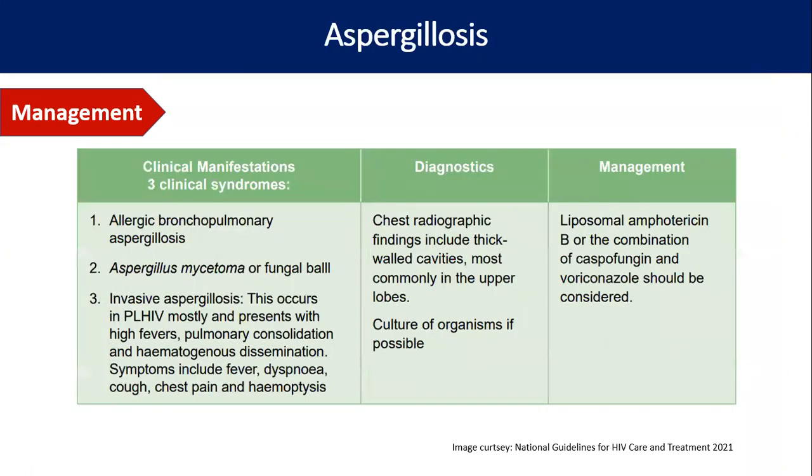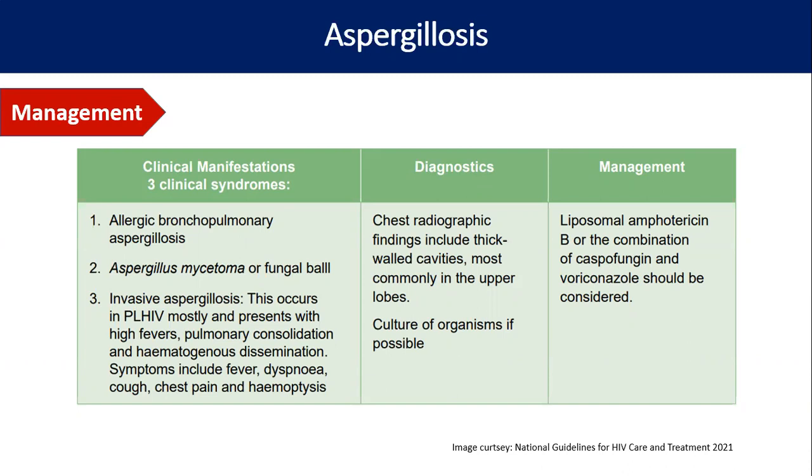Now, aspergillosis. There are 3 clinical syndromes associated with it, depending on the presentation of the case. First one is allergic bronchopulmonary aspergillosis. Second is aspergillosis mycetoma or fungal ball. Third, invasive aspergillosis. This occurs in PLHIV mostly and presents with high fever, pulmonary consolidation, hematogenous dissemination. Symptoms include fever, dyspnea, cough, chest pain, and hemoptysis. Diagnosis: chest radiographic findings include thick-walled cavities, most commonly in the upper lobe. Culture of the organism can also be done if possible.